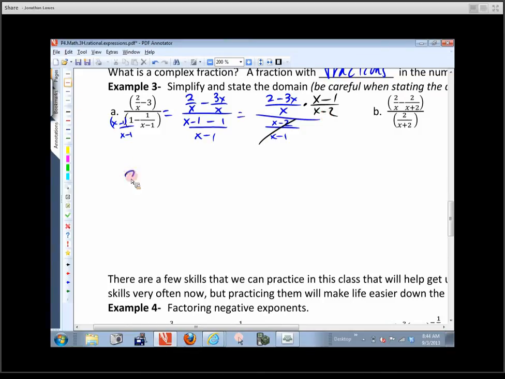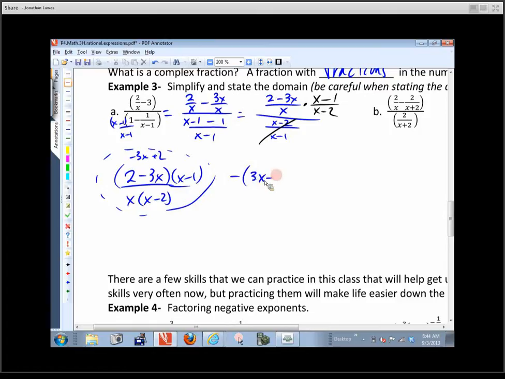The answer is going to be 2 minus 3x over x minus 2, and we're going to multiply that by x minus 1. And the good part is you can leave it that way. This is okay. What would usually be better is this. I'm going to rewrite this as negative 3x plus 2, and I'm going to factor out a negative. So if I take out a negative, I've got 3x minus 2, x minus 1, x, and x minus 2.